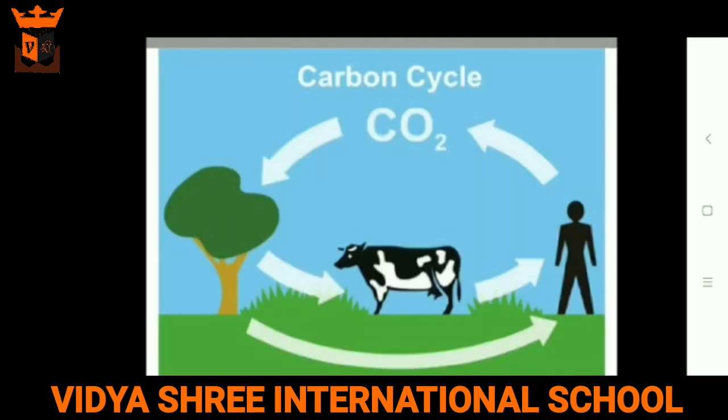Now let's learn about carbon dioxide gas. Carbon dioxide is another important gas in the atmosphere. Green plants use carbon dioxide to make their food and release oxygen. Humans and animals release carbon dioxide. The amount of carbon dioxide released by humans and animals seems to be equal to the amount used by the plants, which makes a perfect balance.